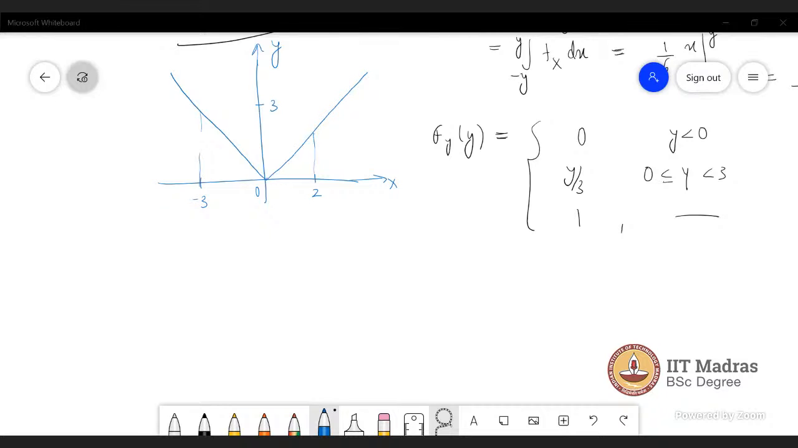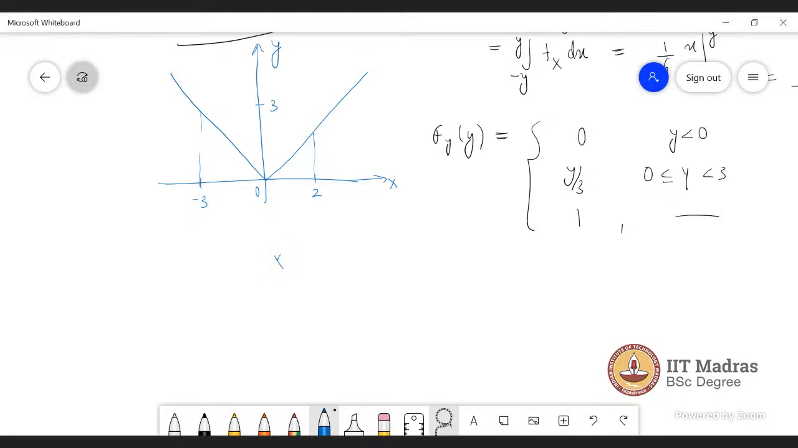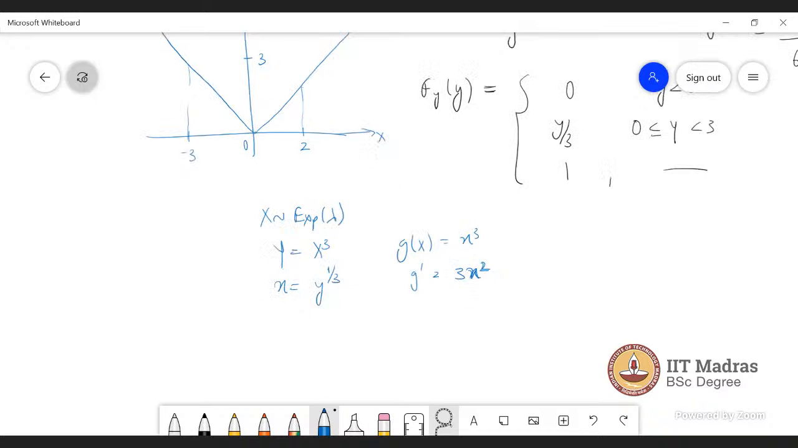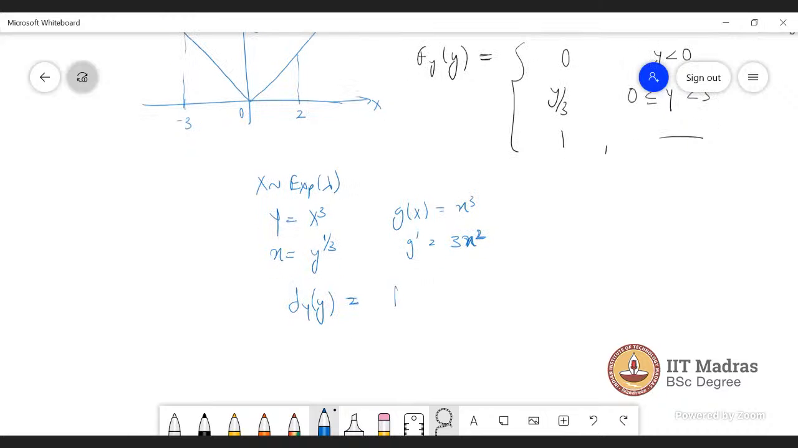y, is it? So you have here x is exponential lambda and y equals x cube. So your g(x) here is x cube. So your g dash is what? This is 3x square, right? And you have to write x in terms of y. So x is going to be y to the power 1 by 3, right? So if you find PDF for y, it is going to be fx of g inverse y, that is y to the power 1 by 3, divided by g dash of y to the power 1 by 3, right?